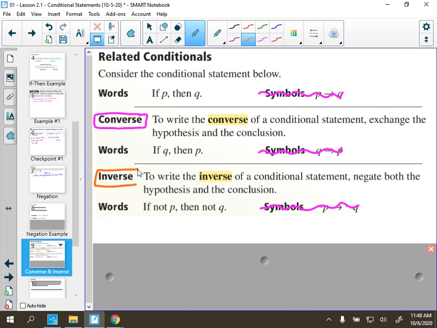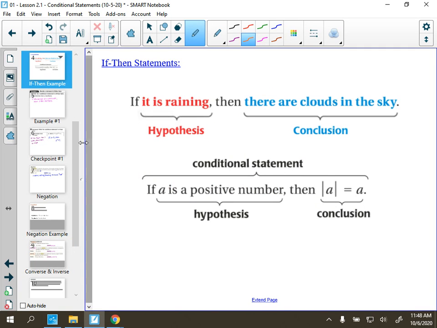The next vocab word we talked about, another type of conditional statement, would be the inverse. So if I ask you, which I will, to write the inverse of a conditional statement, you negate, so get that word "not" involved, both the hypothesis and the conclusion. Okay, so going back to our example here, if I said, here's your original if-then statement, I want you to tell me the inverse of this statement, you would say, if it is not raining, then there are not clouds in the sky, or there are no clouds in the sky, something along those lines.